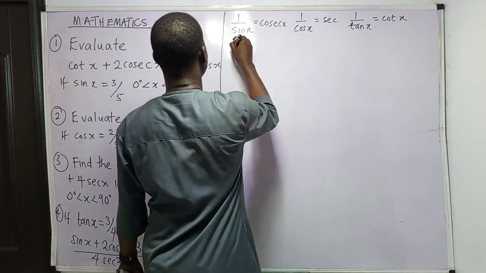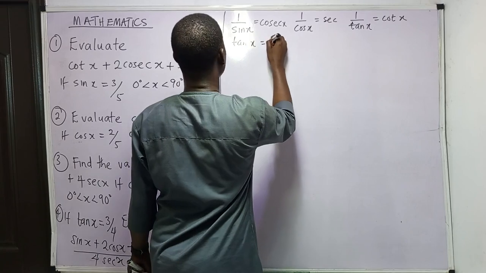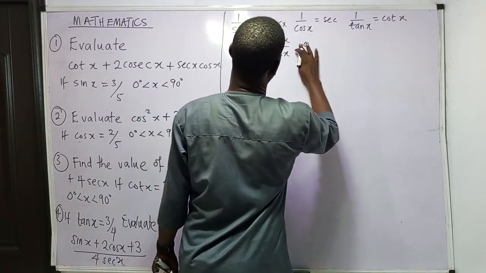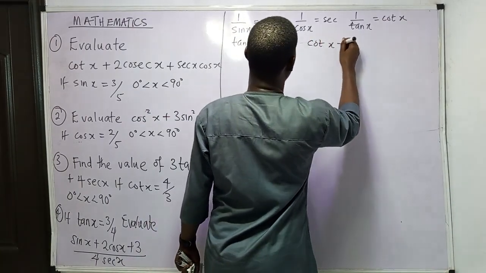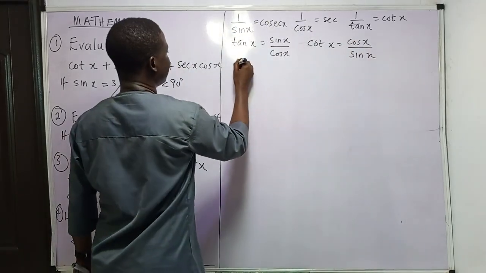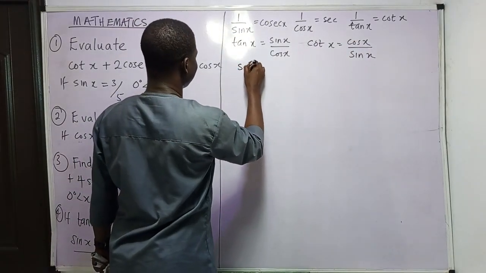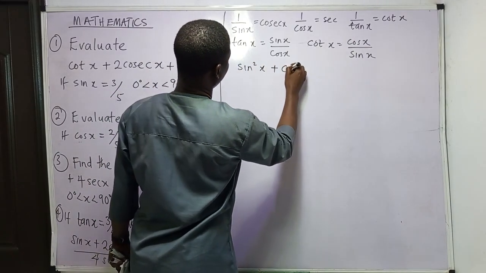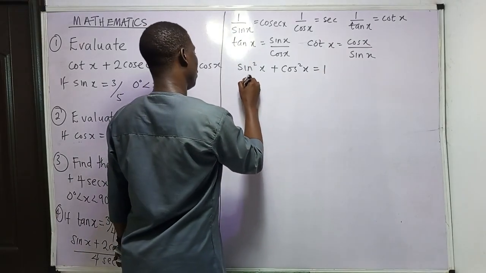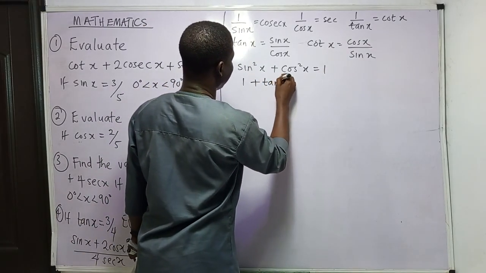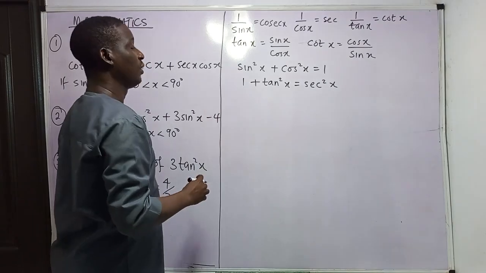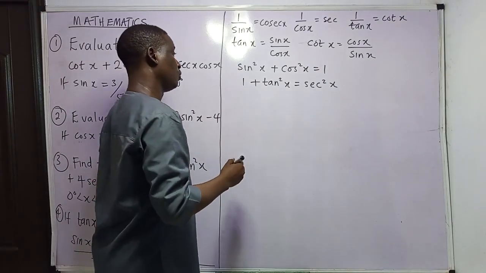And remember that tan x is equal to sin x over cos x. Cot x is equal to cos x over sin x. Then recall that sin square x plus cos square x equals 1. Then 1 plus tan square x is equal to sec square x. So if you know all this, you are good to go.